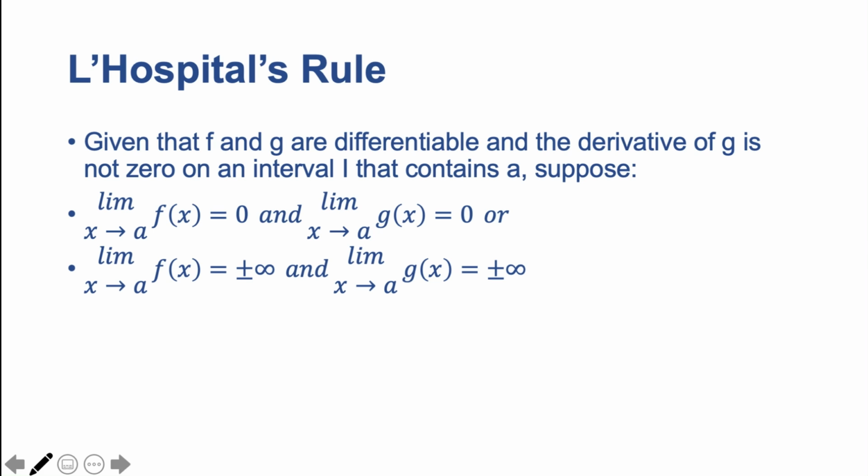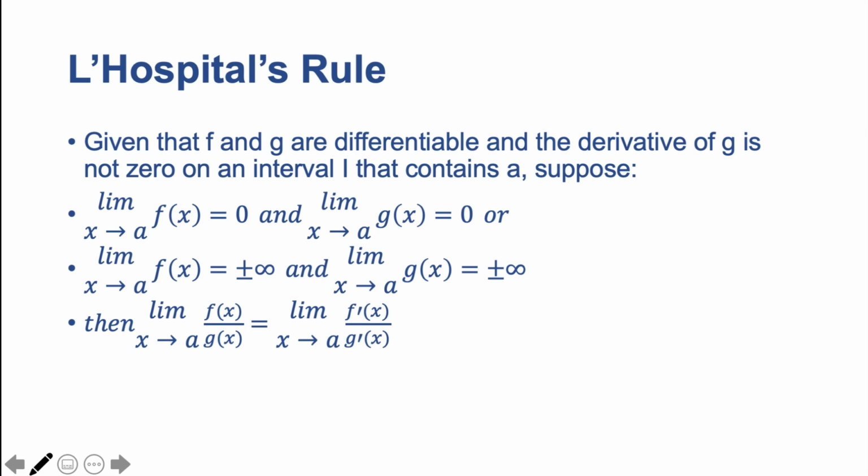Alright, so what can we do? That means that if I want to evaluate the limit as x approaches a of f of x over g of x, I can rewrite that as the limit as x approaches a of the derivatives. So the limit as x approaches a of f prime of x over g prime of x. So if I can take the derivative of both functions really easily, I just plop them in there, and I might be able to yield a result.